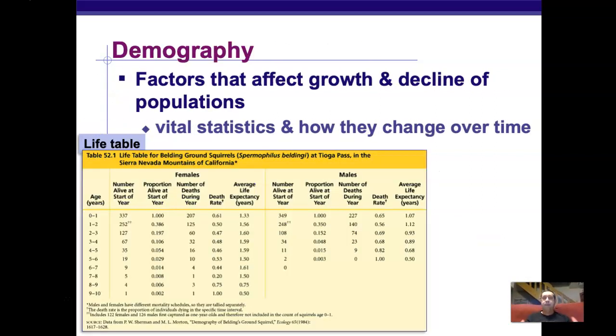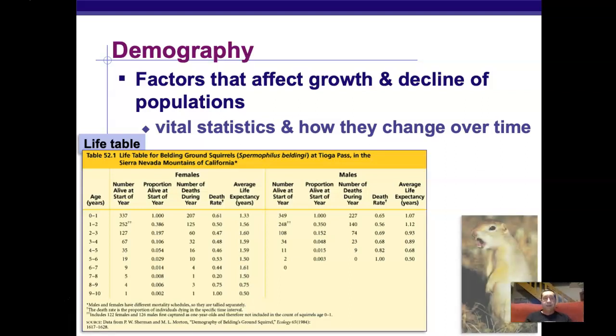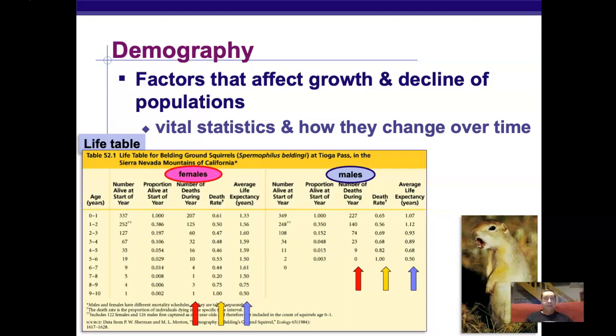So demography studies factors that affect the growth and decline of populations, vital statistics, and how they change over time. So we look at things like life tables. Here's an example of one here for the ground squirrels. So you have your males and your females. So that gives you your sex ratio, right? You've got the number of deaths, which also have death rate, life expectancy, the numbers of individuals at each age.